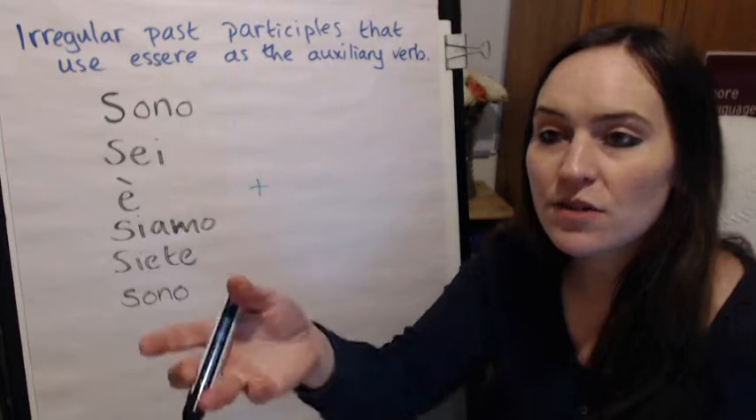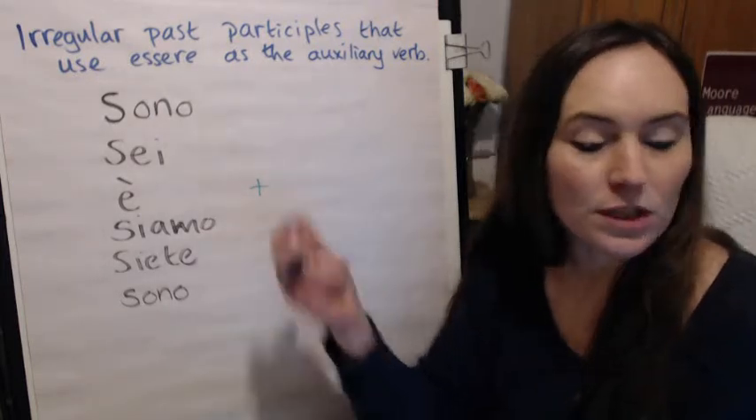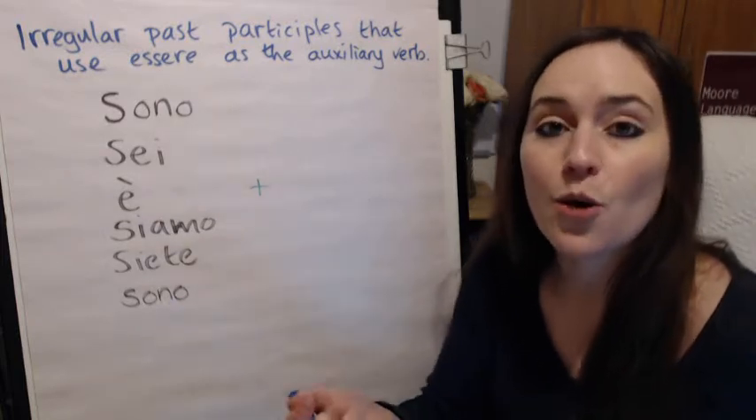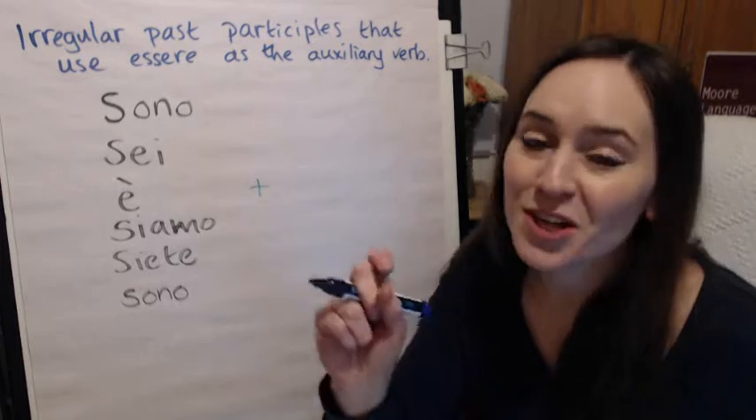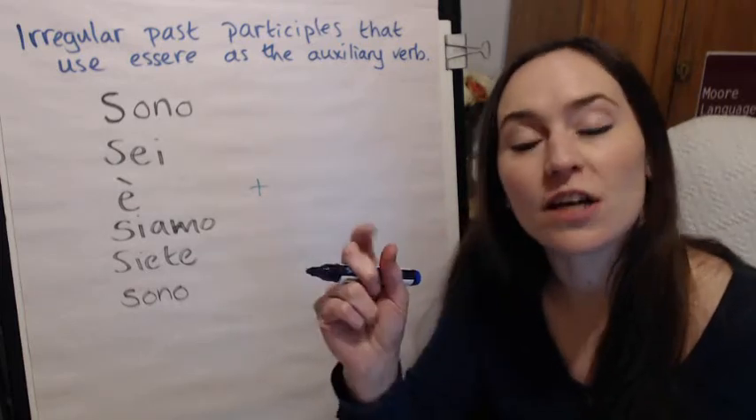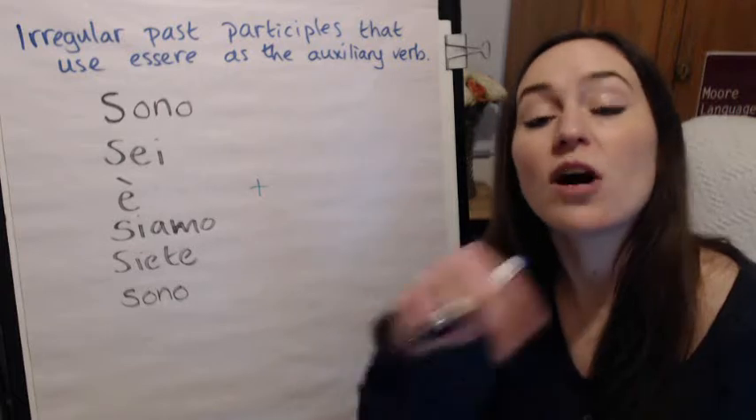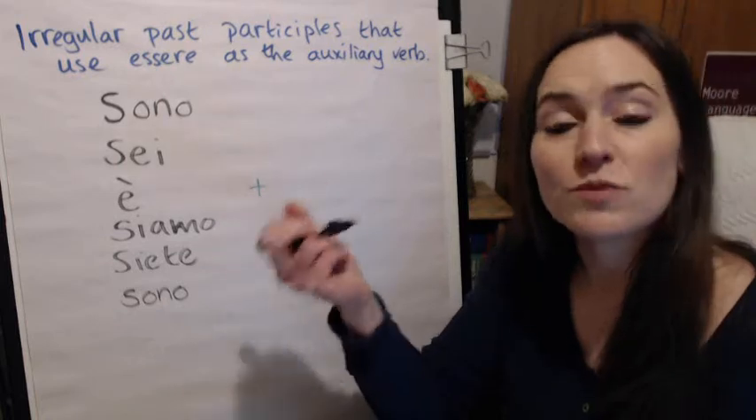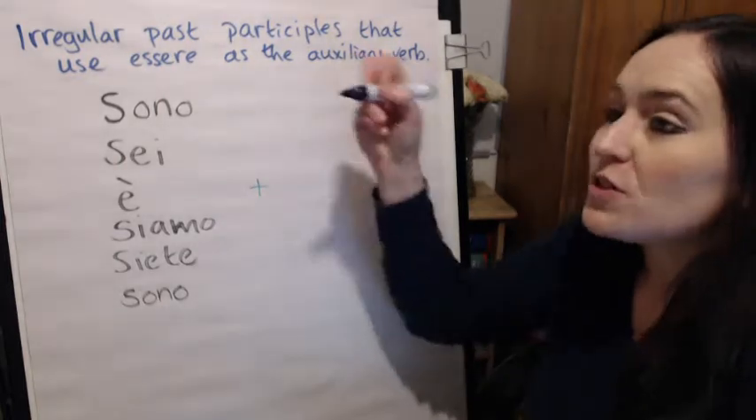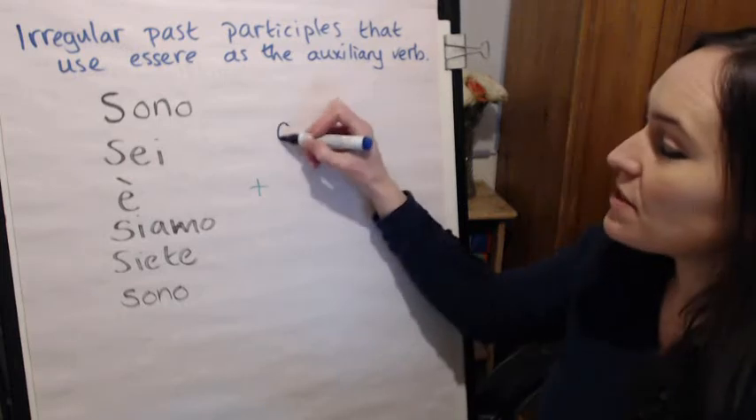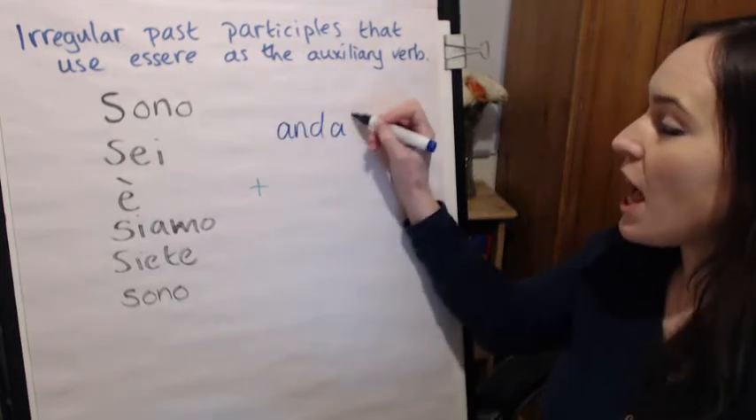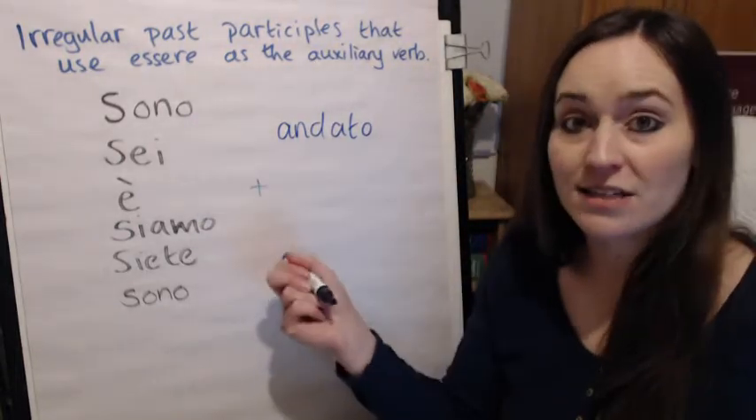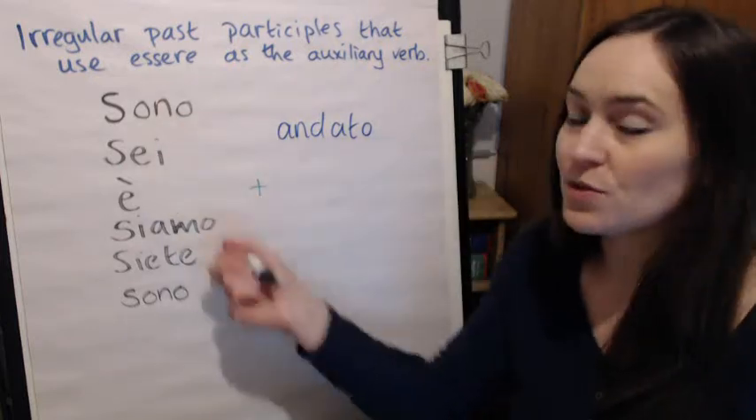So normally, if you take the verb andare, for example, that's to go. In, say, the passato prossimo, if you want to say I went, okay, the verb to go is very irregular. Also in English, I go changes to I went, or I have gone, if you like. So you would have the verb andare, which is an ARE verb. You take off the are ending, and that leaves the stem, andato.